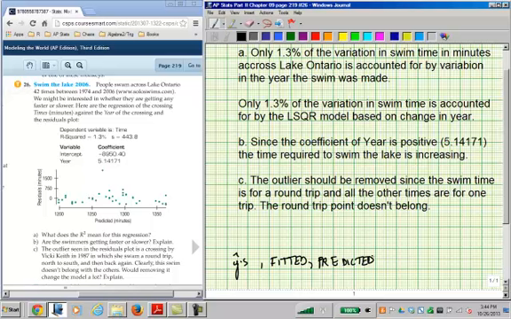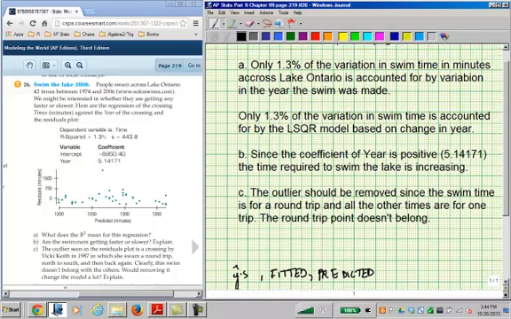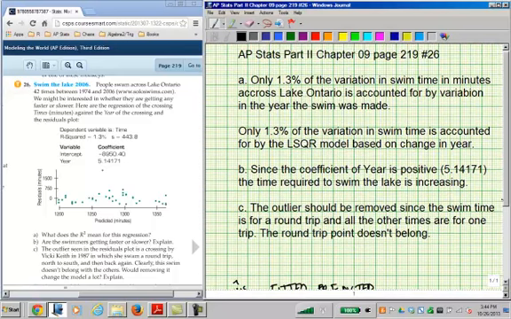And like I said in the video for problem 31, I show you how to produce a residual scatter plot that is residuals versus the fitted values, or the predicted, or the y-hats. Now, anyway, the coefficient of year is positive 5.14, so the time required to swim the lake is increasing. However, R squared is so low that we put very little faith in this model.